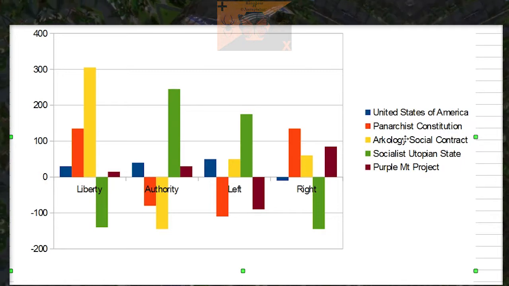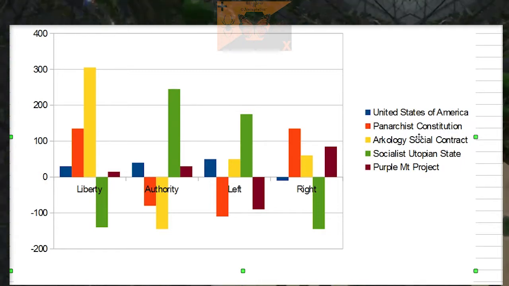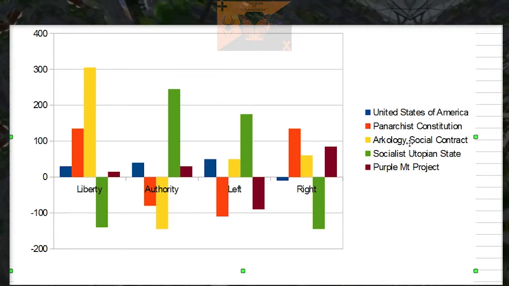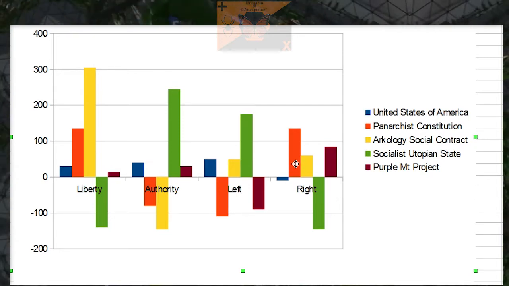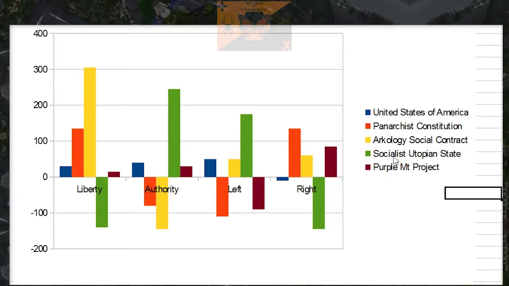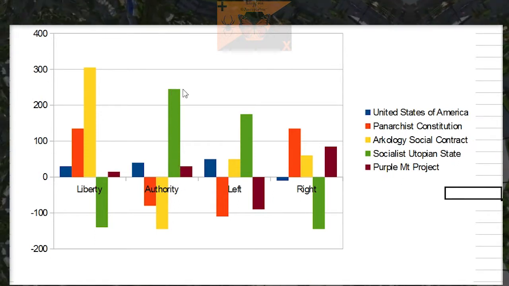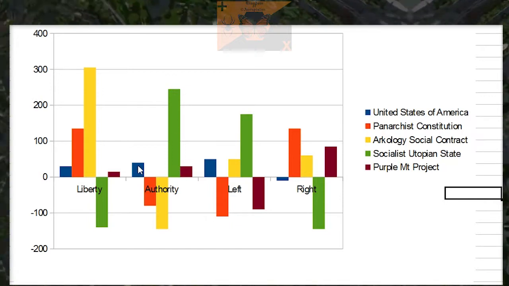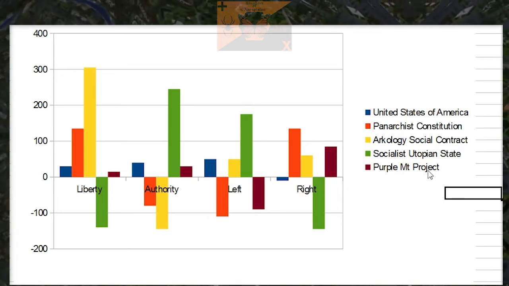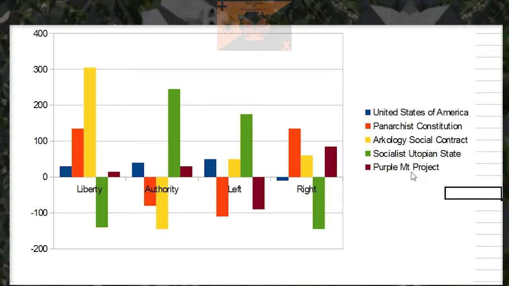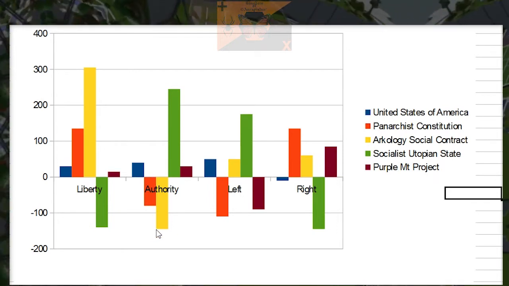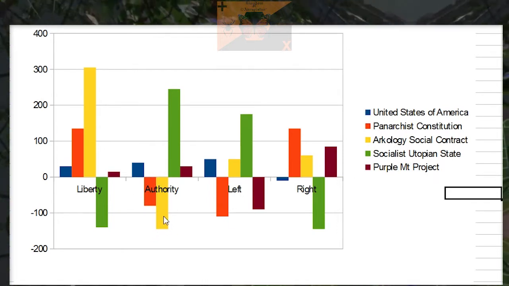So the UBI and the no landlords actually, I said, increases liberty according to my feature weight. So anyway, let's move on to authority. The socialist utopian state blows away the competition, and United States comes in second. The Purple Mountain Project is a little weird, and it's kind of unfinished, so you can just ignore that one. And then the least authority is the social contract.